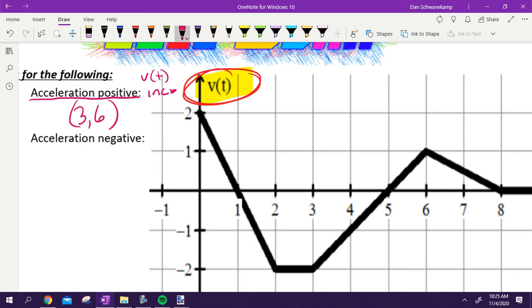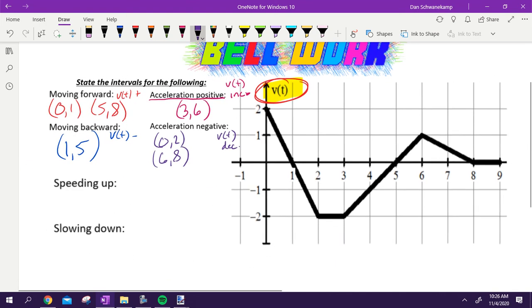When is my acceleration negative? Acceleration negative means the derivative, velocity, needs to be decreasing. That means the derivative has negative slope. So for that one, 0 to 2 and 6 to 8. Questions with any of that part? And now we get into the next one.